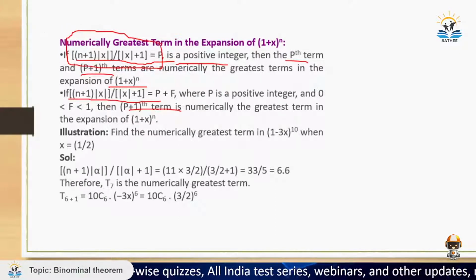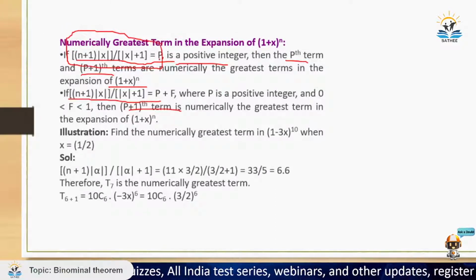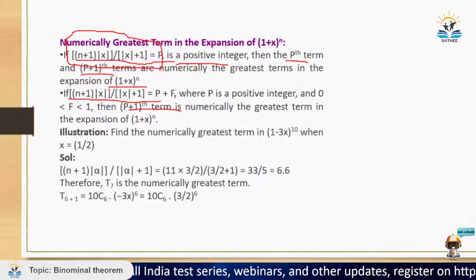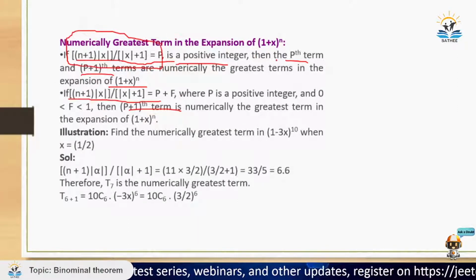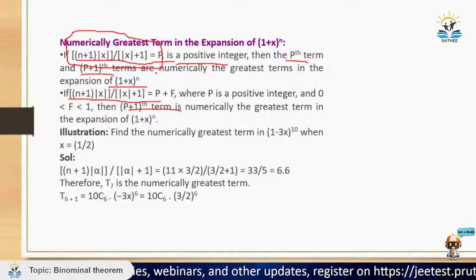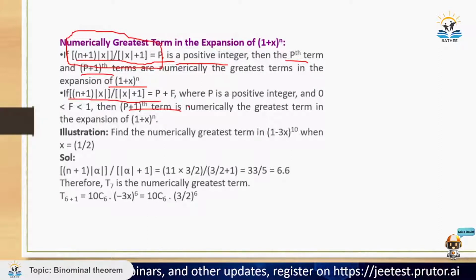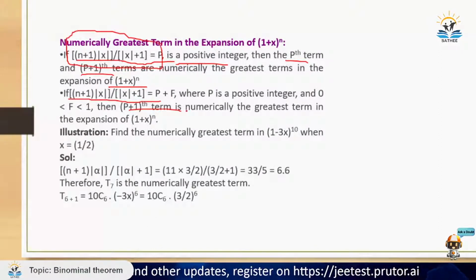So basically you have to calculate this thing and see whether it is equal to p or p plus f. If it is equal to p, then the p term and p plus 1 term are numerically greatest, and if it is equal to p plus f, then the p plus first term will be numerically greatest.